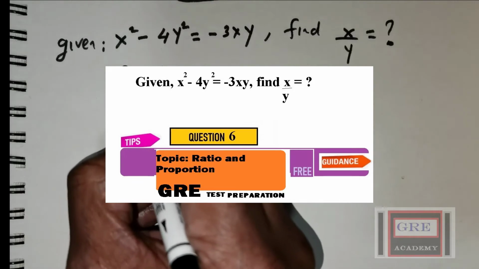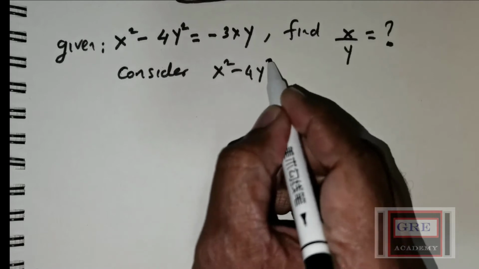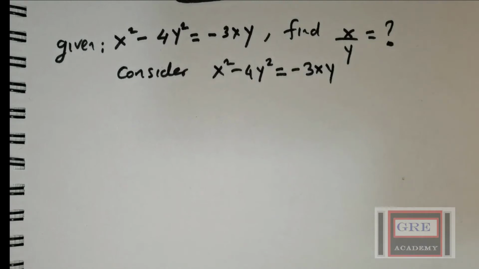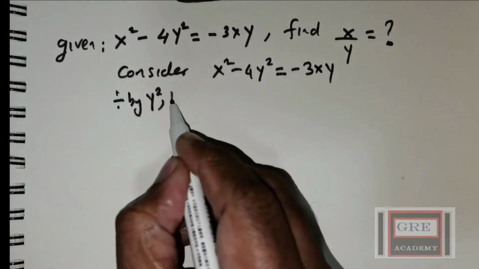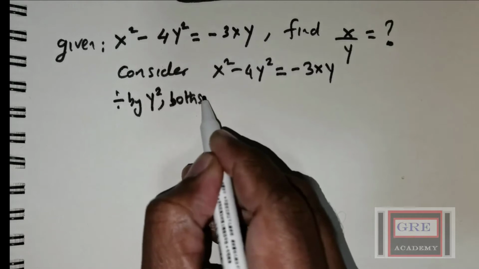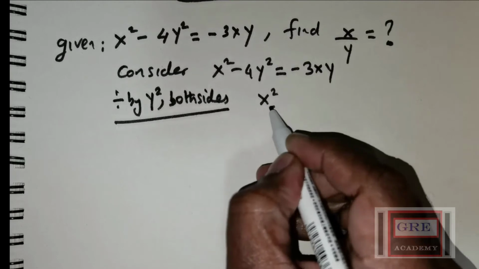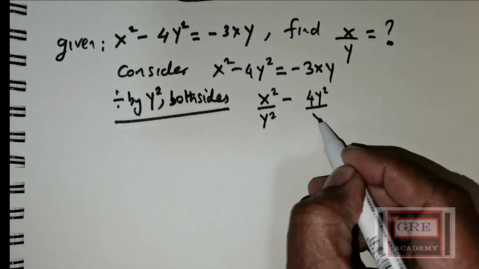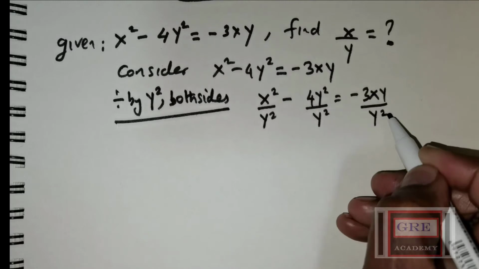Now foremost, consider x squared negative 4y squared is equal to negative 3xy. Now after you have done that, what I'm going to do is divide by y squared on both sides. Now when you do that, you would be getting x squared divided by y squared negative 4y squared divided by y squared is equal to negative 3xy divided by y squared. This is what you're getting.